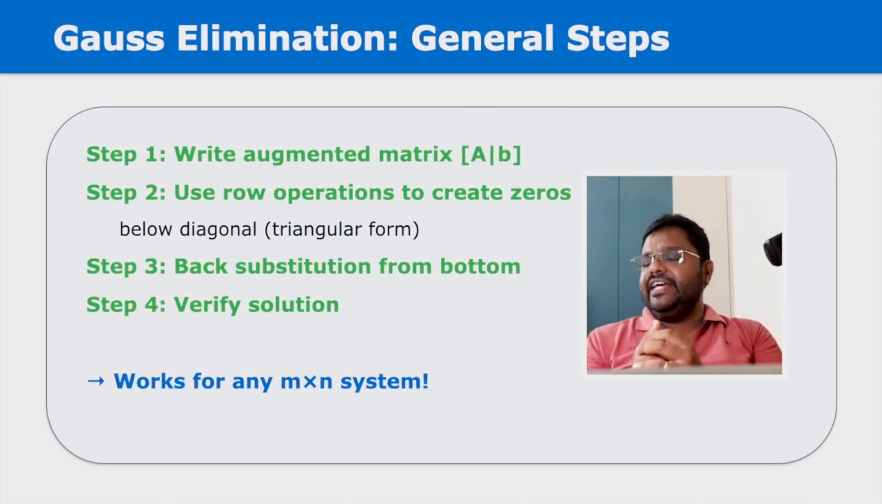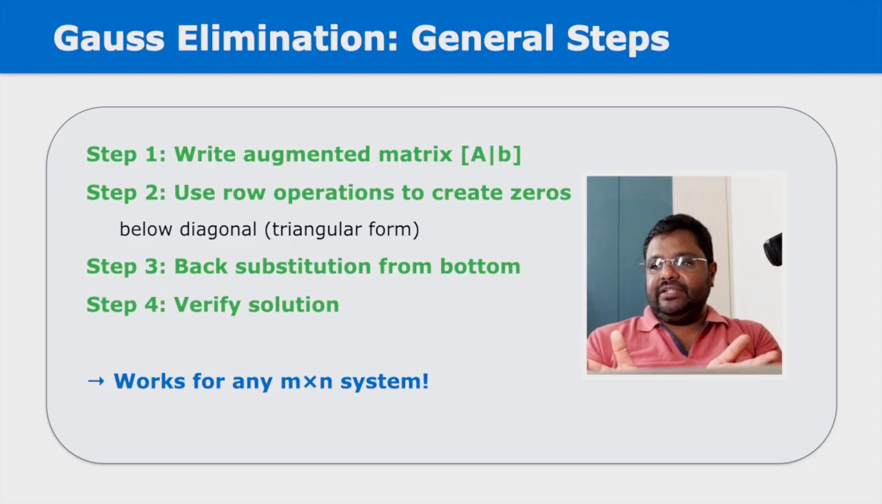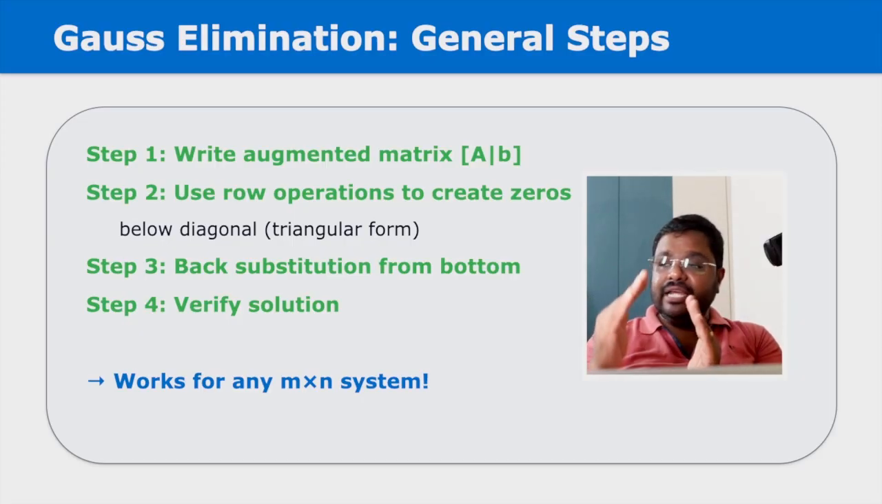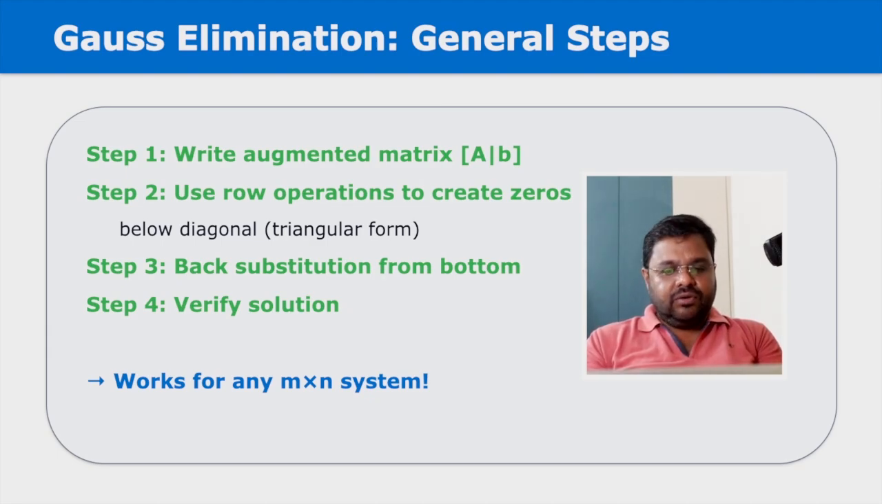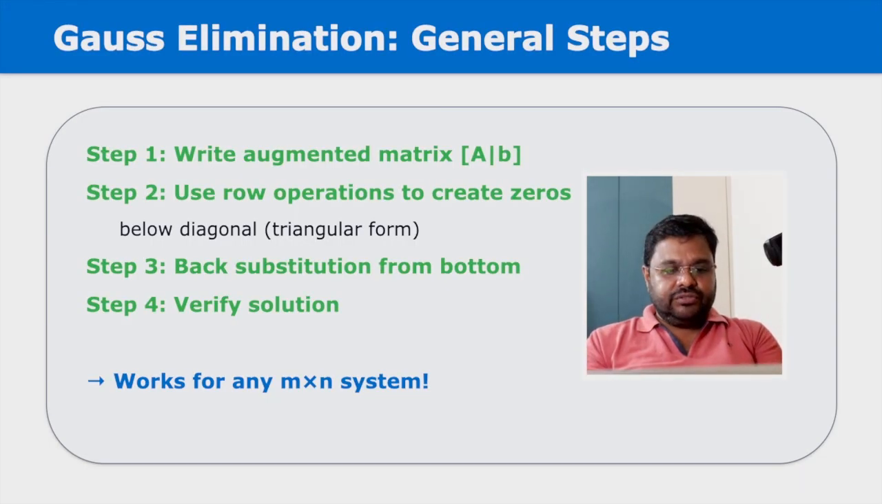Here, what we did actually, we have done 4 steps. Step 1, write the augmented matrix. We frame the augmented matrix. Step 2, use row operations to create zeros below the diagonal. Below the diagonal we've set it to 0. And step 3, back substitution from the bottom equation. We find the variable in the last equation, then go up and find all the solutions. Then after that we verify the system.